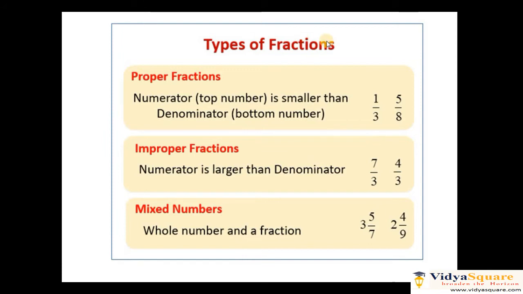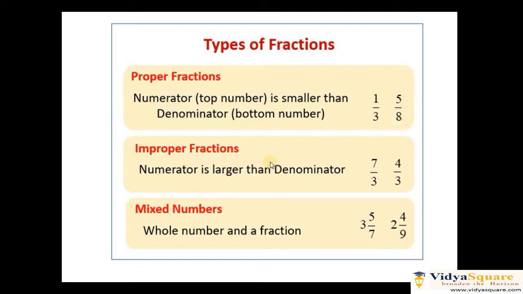Next, types of fraction. We have proper fractions, improper fractions, and mixed numbers. When I say proper fraction, the numerator or the top number is smaller than the denominator or the bottom number. The examples are 1 by 3 and 5 by 8. You can see 1 is smaller than 3 and 5 is smaller than 8. So these are proper fractions.